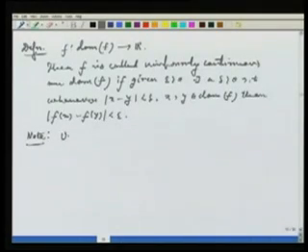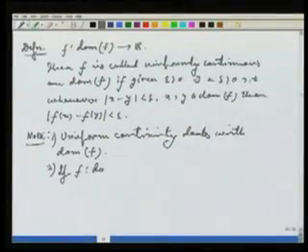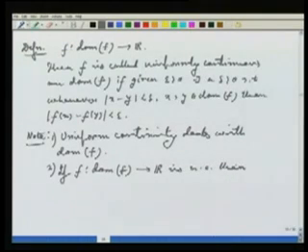So the thing to note is, first of all, that uniform continuity deals with domain of f. It is not about points, it is about a set. This is number one. Number two is an easy exercise which you can easily check, that if f from domain of f to R is uniformly continuous, then f is continuous on domain of f.